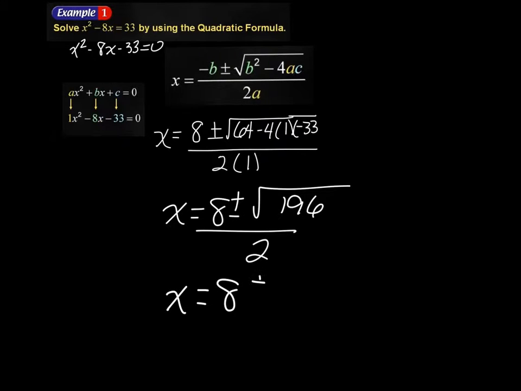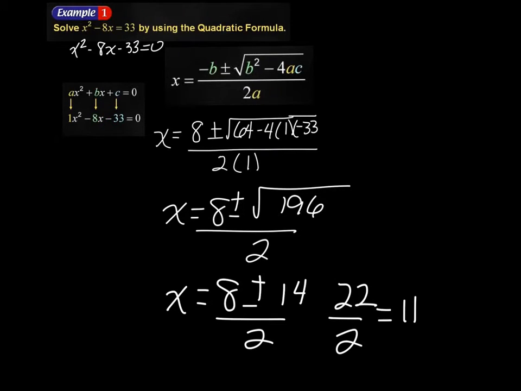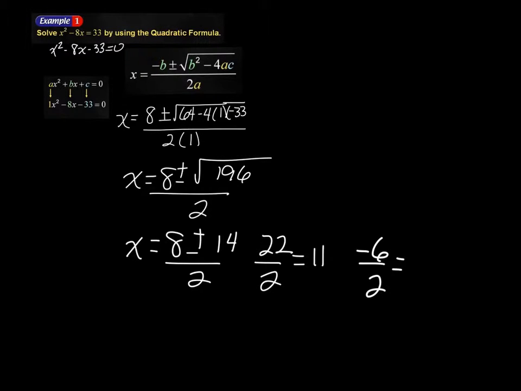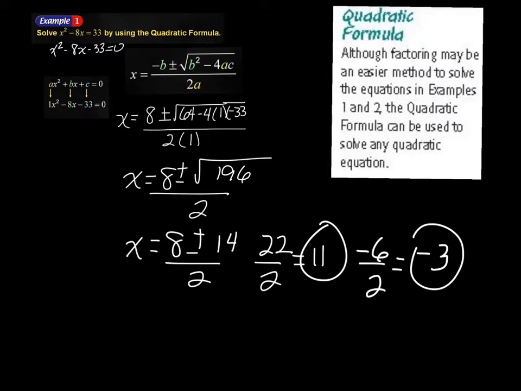And the square root of 196 is 14. 8 plus 14 is 22, divided by 2 is 11. 8 minus 14 is negative 6, divided by 2 is negative 3. So those are our two solutions. And yes, we could have solved this by factoring, but these first two examples are a nice, easy way to get started on what the quadratic formula is. The quadratic formula can be used to solve any quadratic, factoring cannot.